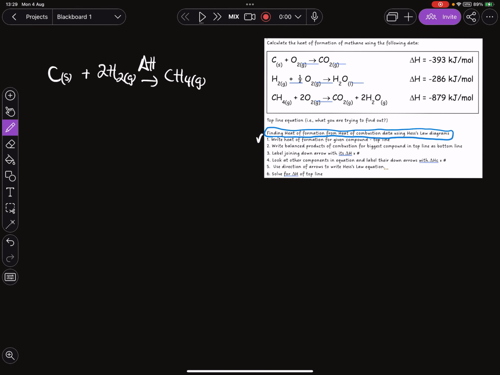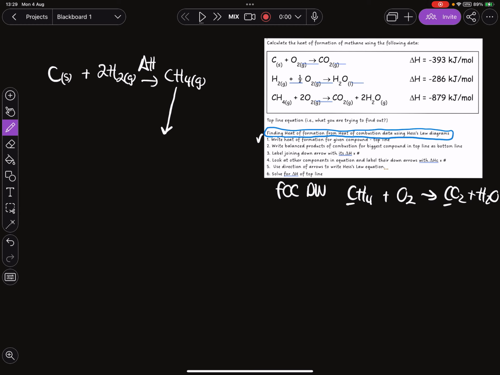Number 2, it says write balanced products of combustion for biggest compound in your top line as your bottom line. So CH4 is our biggest compound. It's a heat of combustion, so we would do a down arrow, and if you want to just write it over on the side for yourself. So my mnemonic is FOCDW, fuel plus oxygen gives you carbon dioxide and water. So I know I have oxygen, I know I have carbon dioxide, and I know I have water, and now I balance.